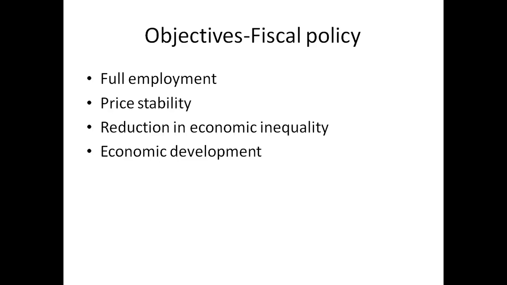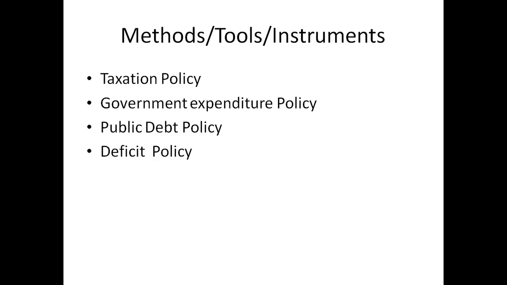Then comes the next objective, that is economic development. Economic development is possible only if the rate of capital formation increases. In underdeveloped countries, an increase in the rate of capital formation is the sole factor to increase output as well as employment. Now here come the methods, tools, instruments. Again, I am telling you, sometimes the examiner asks you to write down the method, sometimes the tool, sometimes the instrument. So the answer will be the same in every case.